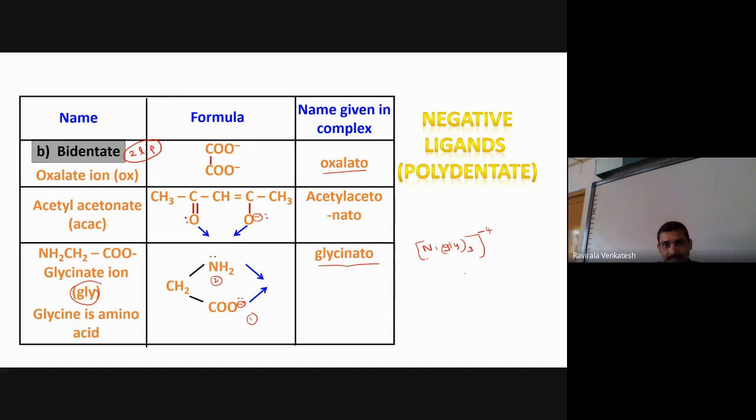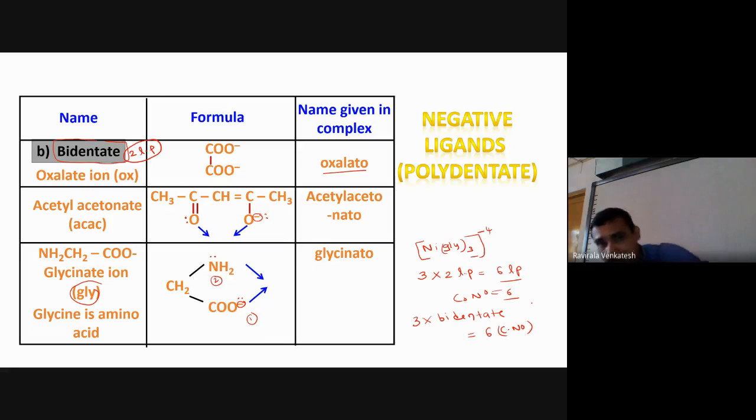See, glycinate is donating how many lone pairs here? Two lone pairs. I have taken here 3 glycinates and each one is donating 2 lone pairs. Total how many lone pairs? 6 lone pairs. Therefore the coordination number will be 6 here. This is very important: if you have 3 bidentate ligands, the coordination number becomes 6. 3 into bidentate ligand is equal to coordination number 6. It's very, very important, and very simple also.